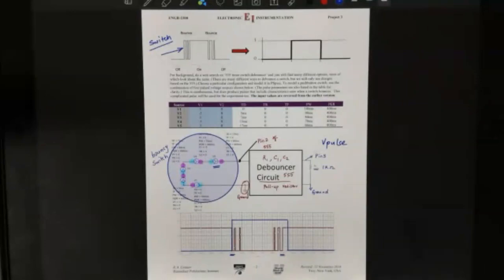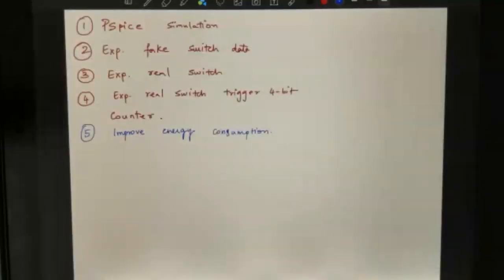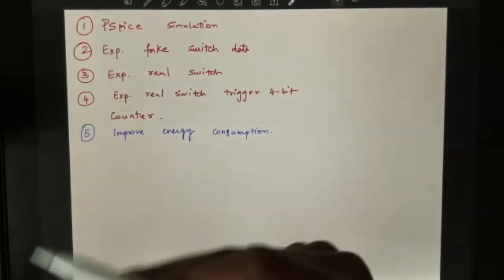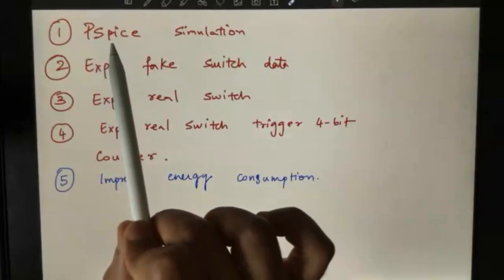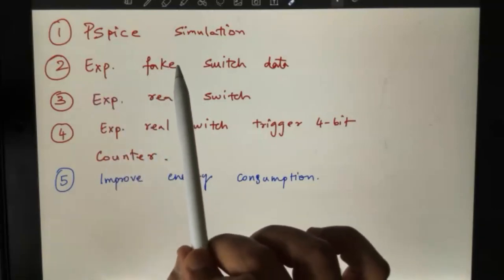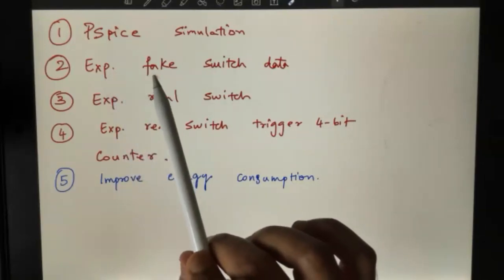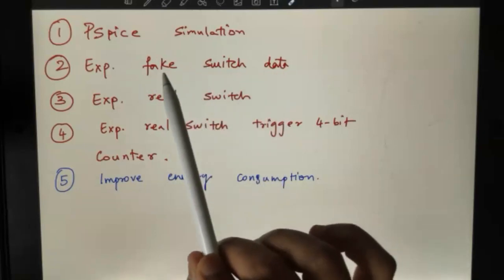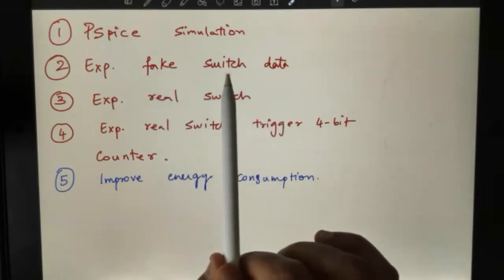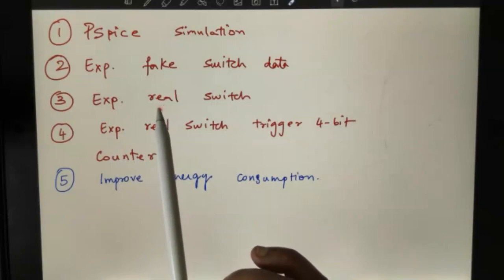And now that we have discussed all the potential errors, I hope you will be able to go through that pretty easily. Okay, so let's move on to the next item. I'm going to give you a brief summary of the steps that we are going to go over. So the first thing that we are going to do is talk about PSPICE simulation. We just did that. Next, we are going to do an experiment in which, before we use a real switch, we are going to use a fake switch data. And I'll show you how we can have a fake switch data in the experiment. After the fake switch data, we are going to debounce a real switch.